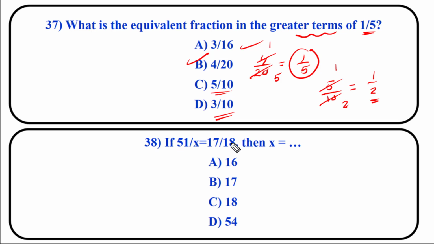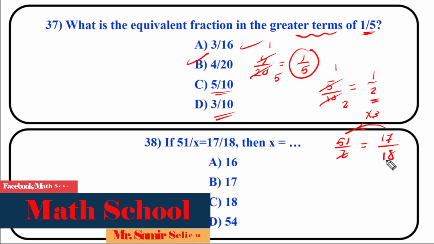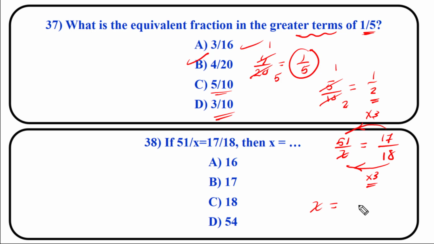Next, 51 over x equals 17 over 18. Now what is the value of x? We have two equivalent fractions, guys. Ask yourself, 17 became 51 by multiplying by what? Multiplying by 3. So to find the value of x, just multiply 18 by the same number, which is 3. So here x equals 18 times 3. It's easy. 3 times 8 equals 24. Write 4 and keep 2. 3 times 1 equals 3 plus 2 equals 5. So the value of x will be 54.